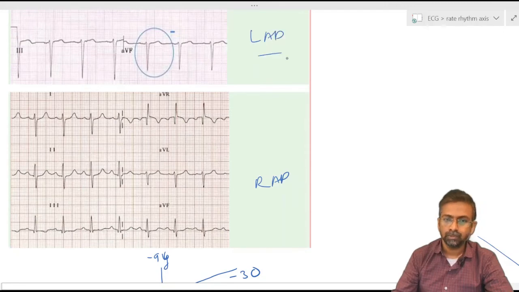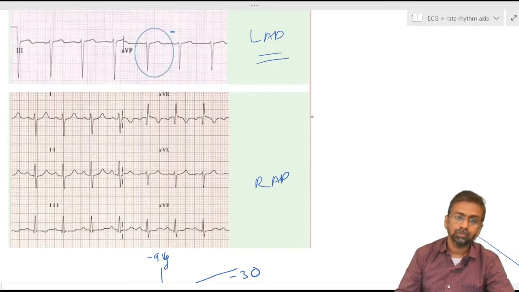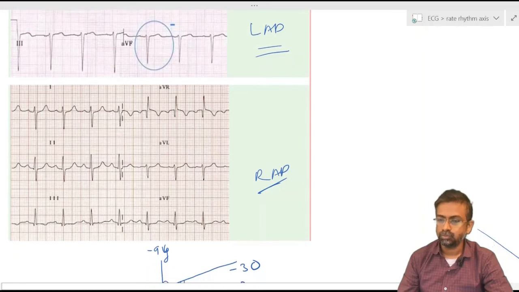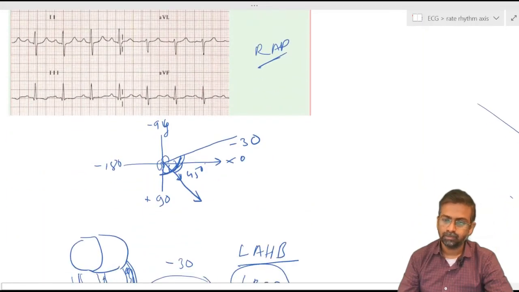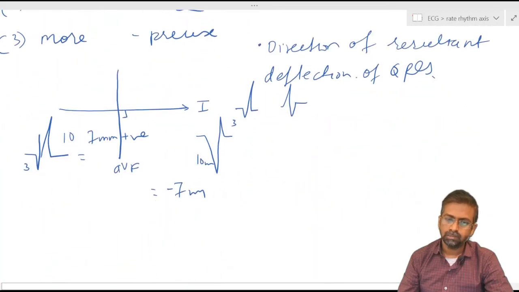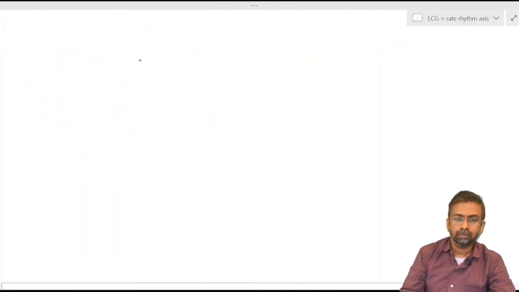Okay, so this is one method to calculate the axis of the heart just by looking at the ECG. It is the simplest method and it works most of the time. All right. Then there's another method which is more accurate, and let's try and understand this more accurate method.